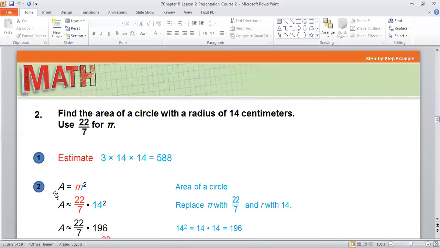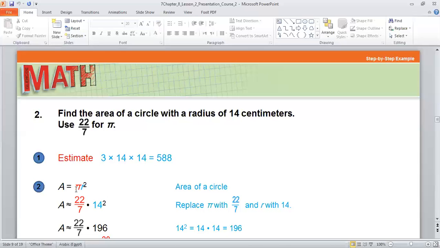Okay. We will use the rule or the formula of the area. What is the formula of the area, Muhammad? The area is equal to pi r squared. Again, the area of the circle is equal to what? Pi r squared. So if I have the area equal to pi r squared, I will remove pi and put 22 over 7 in its place.